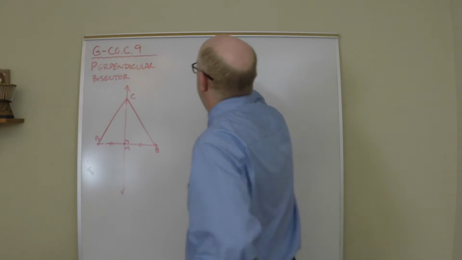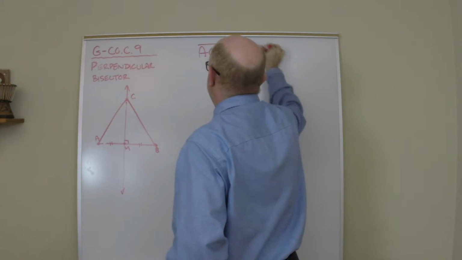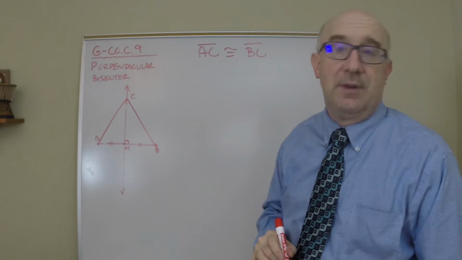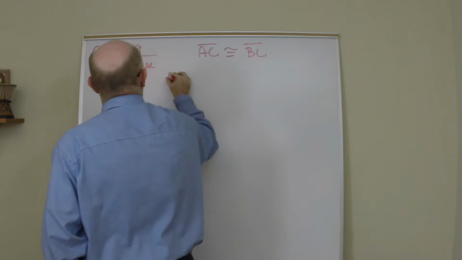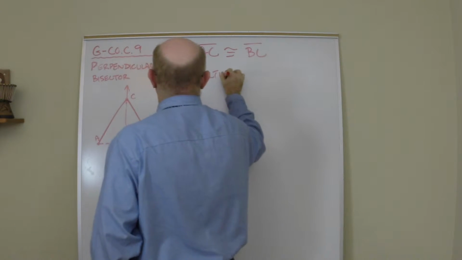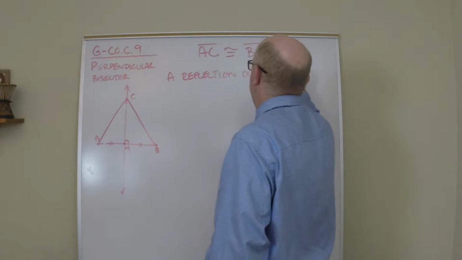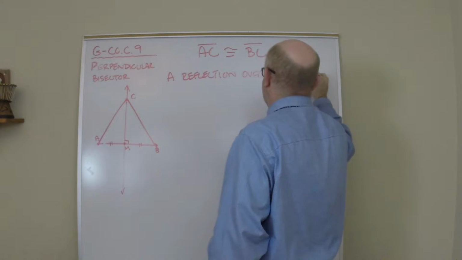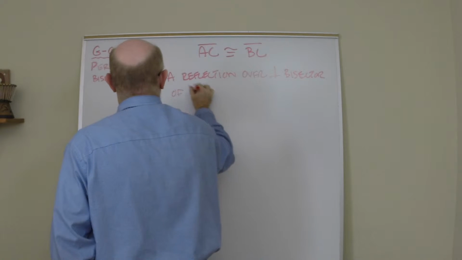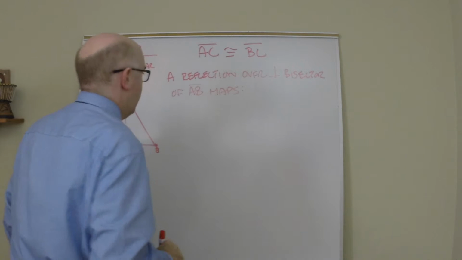So let's attempt to prove that AC is congruent to BC. And the approach we're going to take is a transformation, a reflection. And so a reflection over the perpendicular bisector of AB maps. So let's see what it actually does.